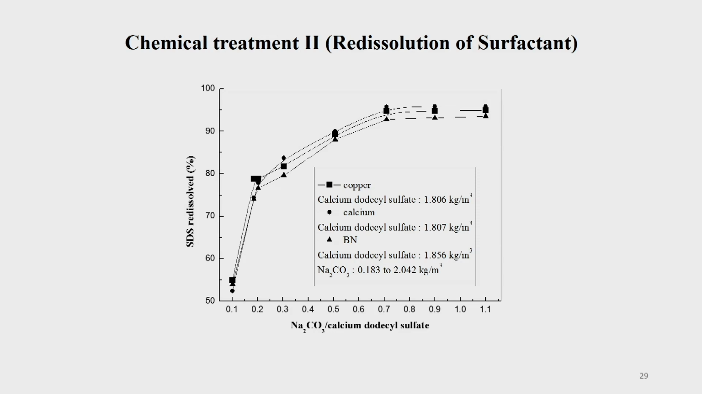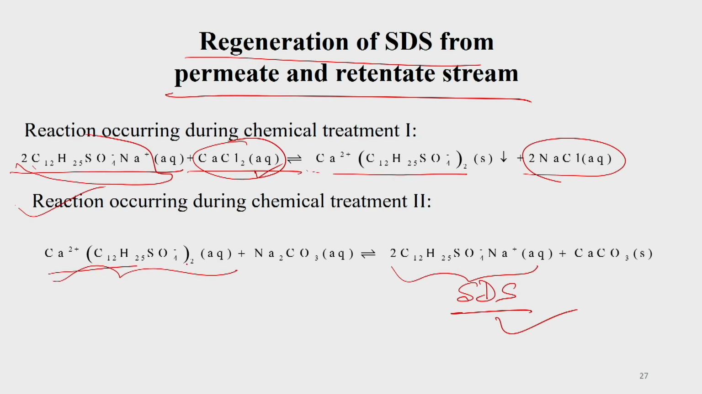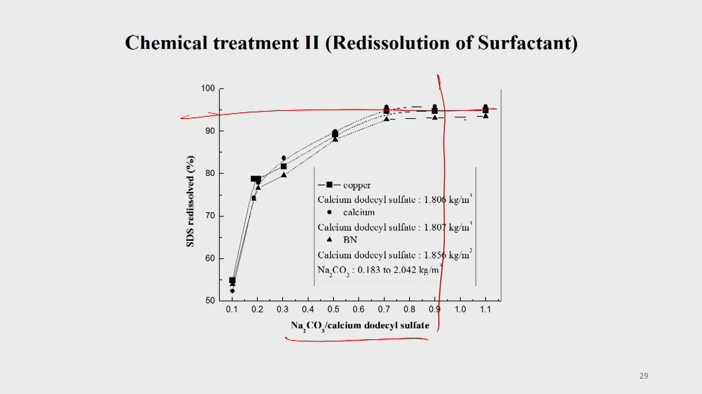So, in that case the regeneration of the sodium dodecyl sulphate is not 100%, because some portion remains in the utilized form with the metal ion, which comes out through the permeate. Here we have got almost 1, because this equation is also 1:1 for calcium dodecyl sulphate and sodium carbonate. Whenever the ratio is 1:1, we will be able to get almost 95% sodium dodecyl sulphate back.